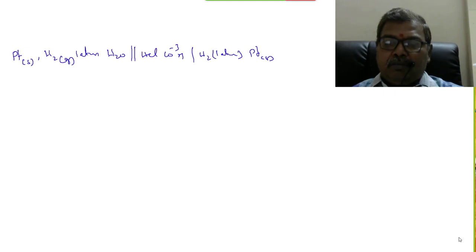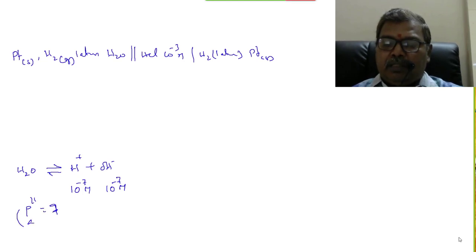Does it behave as an electrode? Yes, it behaves as an electrode because pure water undergoes self-ionization. The self-ionization of pure water can be represented by H2O giving rise to H plus and OH minus. So at 25 degrees Celsius, the concentration of H plus ions in pure water is 10 power minus 7 molar, and the concentration of OH minus ions is also the same. So the pH of pure water is 7.